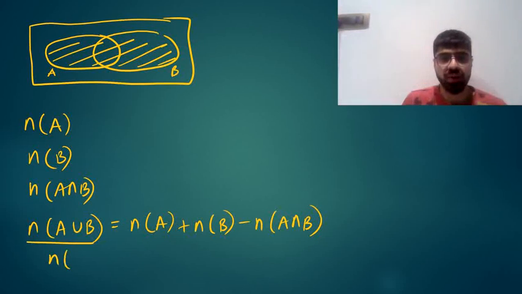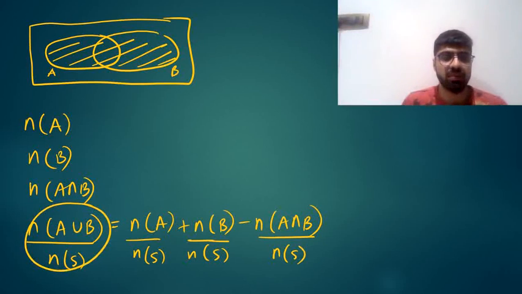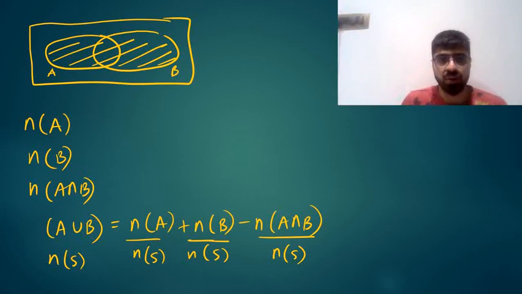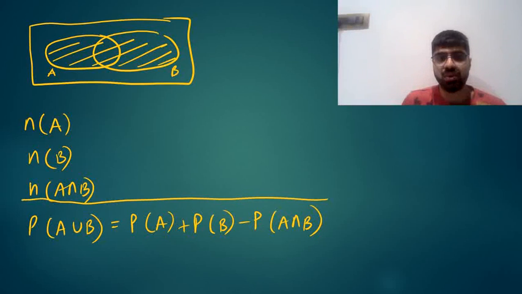Now we divide both the sides with N of S, so that introduces N of S in the denominator of every term. N of S means the total number of elements in the sample space, and N of A union B upon N of S, that makes it P of A union B. And exactly with the same explanation, every other term which was N of A or N of B or N of A intersection B becomes P of A, P of B and P of A intersection B, and that's how you get your formula.